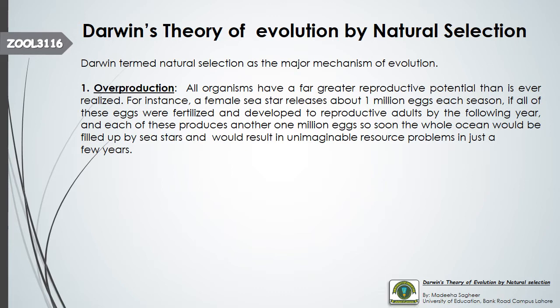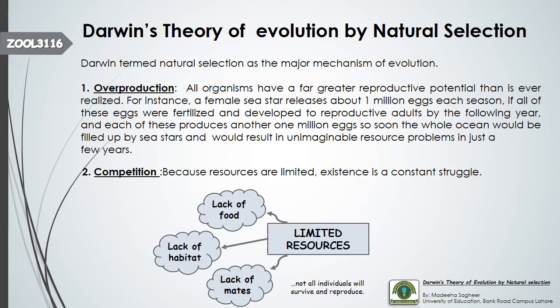There is a potential in an organism to produce many more offspring, but nature selects, or the available resources select, how many organisms will survive and develop into reproductive adults. Okay, second is the competition.